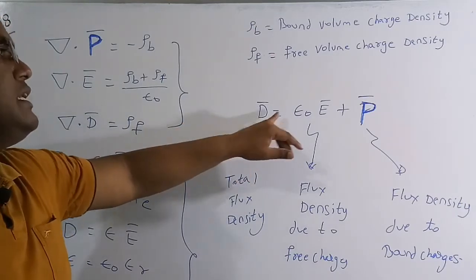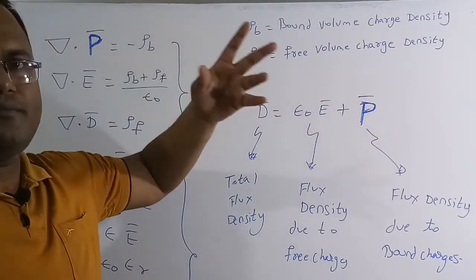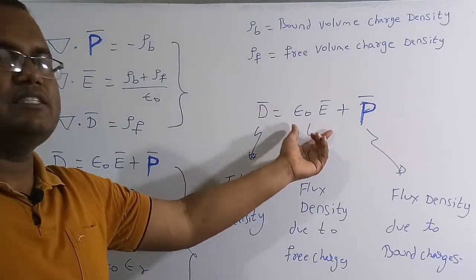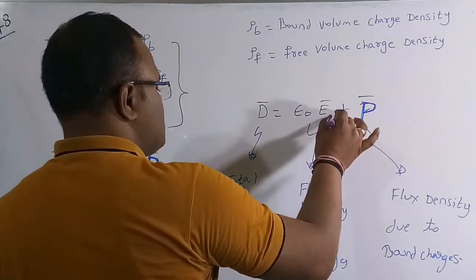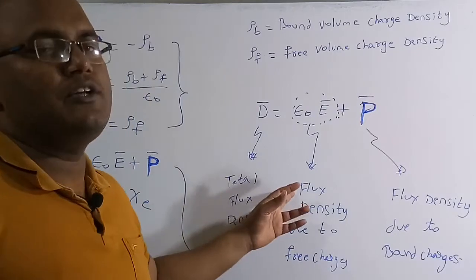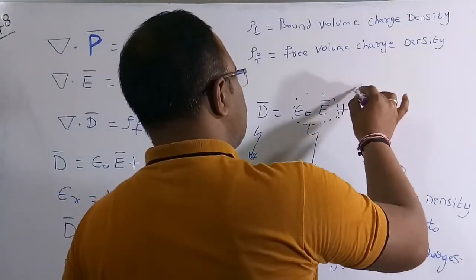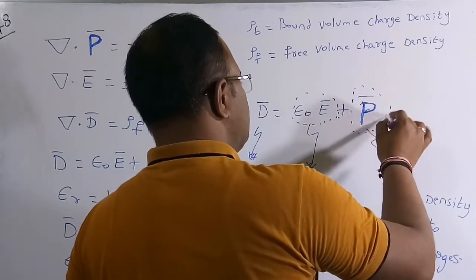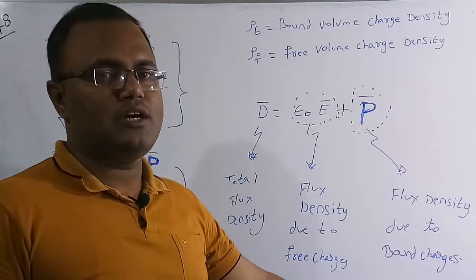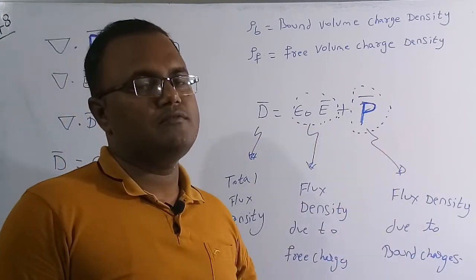Already I told you D bar is equal to epsilon naught E bar plus P bar. Now I will discuss this in another format also. See, epsilon naught into E bar, we are going to call this term the flux density due to free charges, whereas this term, P, we are going to call either polarization or also the flux density due to bound charges. This term is because of the free charges and this term is because of the bound charges.